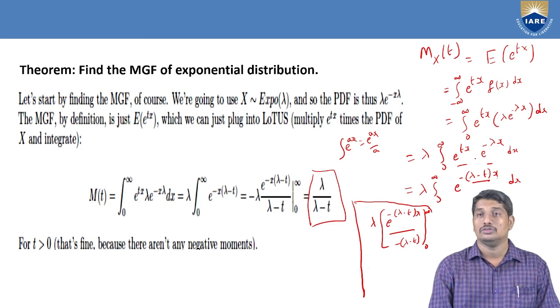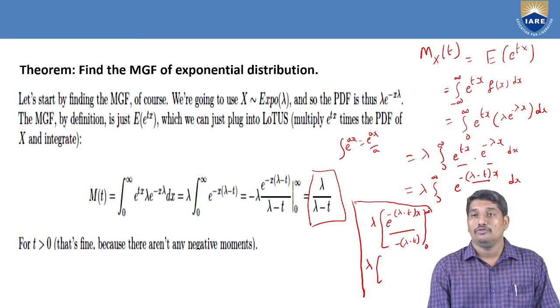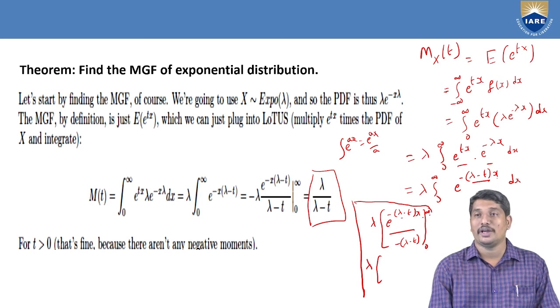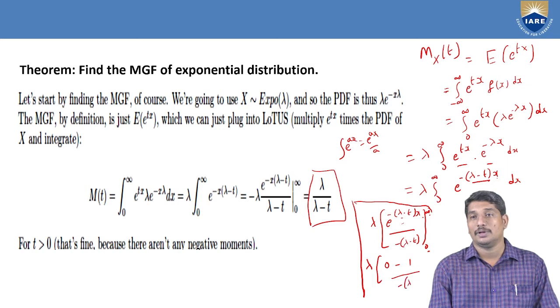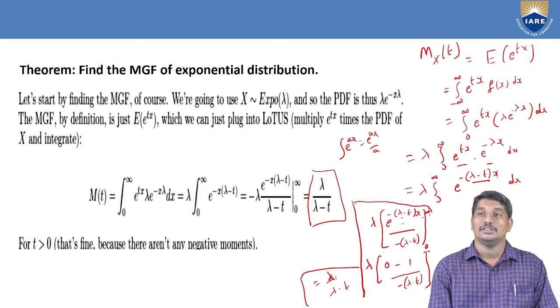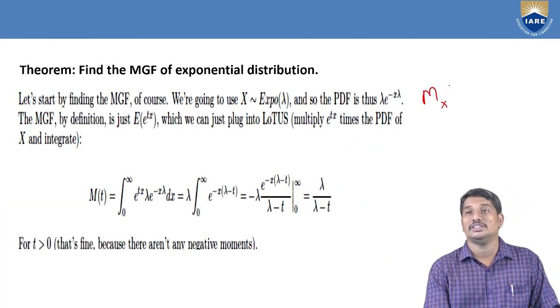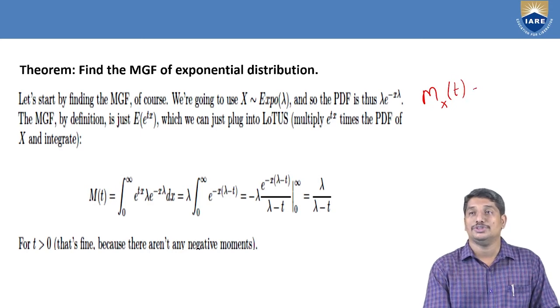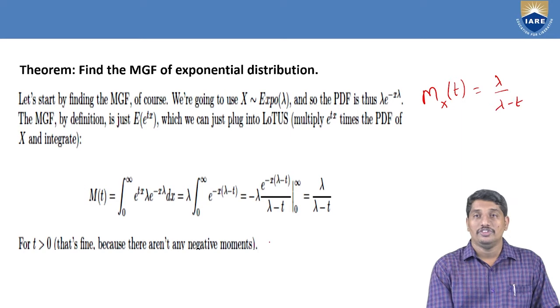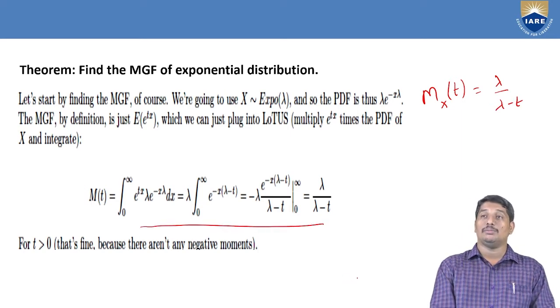Okay, so lambda into, if you substitute infinity in this place, it becomes e power minus infinity, which is 0, minus, if you substitute 0, it becomes e power 0 which is 1, that is 1 by minus lambda minus t. And hence we get the last answer as lambda by lambda minus t. Okay, lambda by lambda minus t. So finally we have derived that the moment generating function of exponential distribution is lambda by lambda minus t, which is explained in this PPT, lambda by lambda minus t.